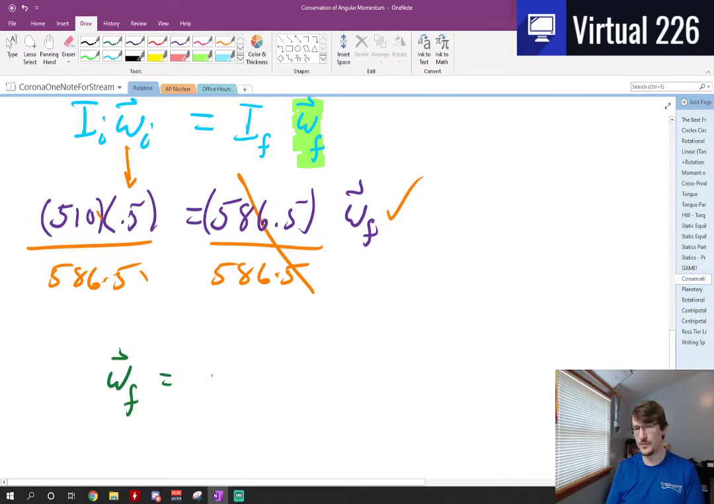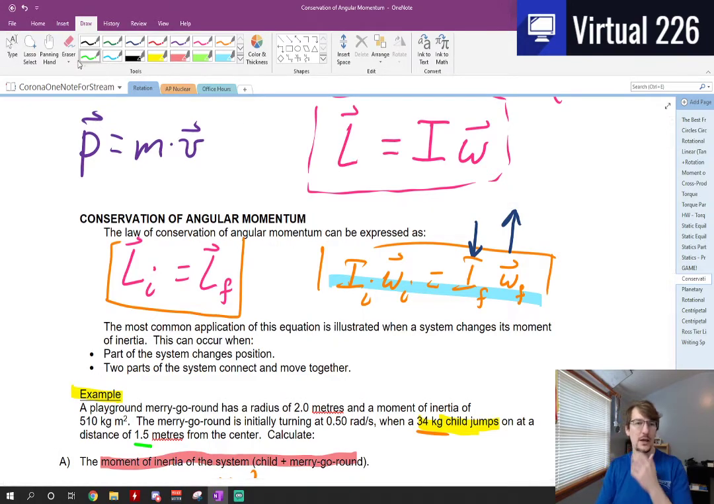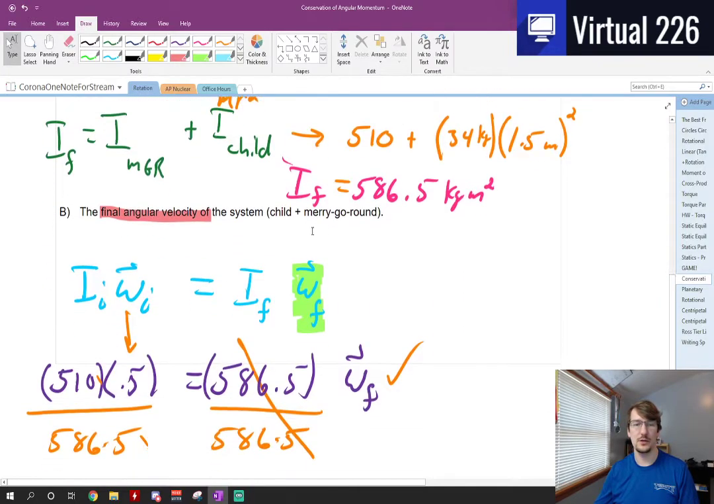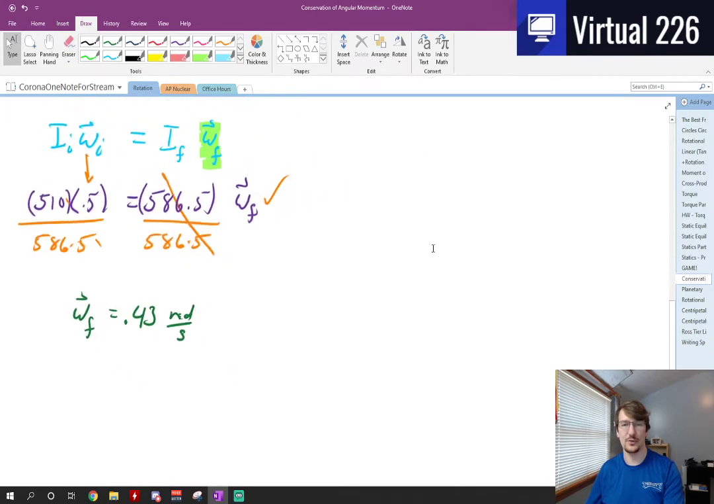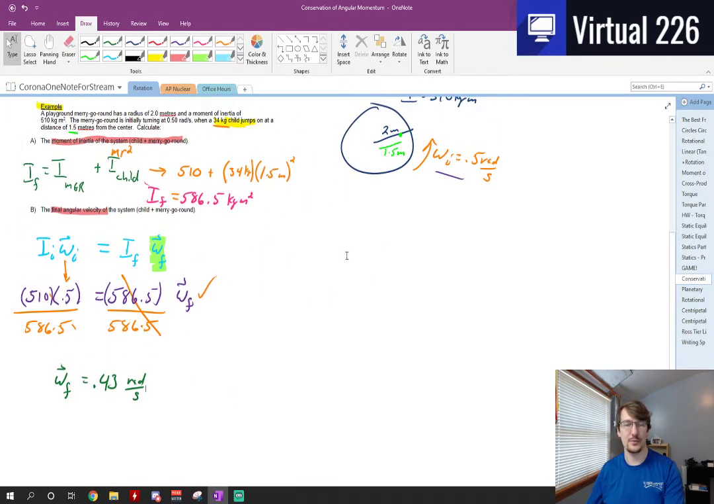Now, before we look at this number, should this be spinning faster or slower? Our moment of inertia has gone up. So if our moment of inertia has gone up, and it needs to equal some number from the left-hand side, then that means our angular velocity should have gone down. And when we look at this number, we get 0.43 radians per second, which is less than 0.5. So we have slowed down our rotation a little bit. So that's a nice answer right there. It seems to make sense with what we have in the problem.